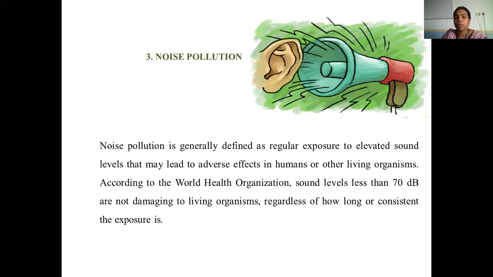And the third one is noise pollution. Noise pollution is generally defined as regular exposure to elevated sound levels, and it affects the eardrum, the soft tissues present in the ear, not only in humans but other living beings also. The World Health Organization sets sound levels at less than 70 decibels. Sound is usually represented by the unit decibel. If it is less than 70 decibels, it is pleasant to our eardrum, you can hear. If it is above 70 decibels, that is elevated sound, and there arises noise pollution.